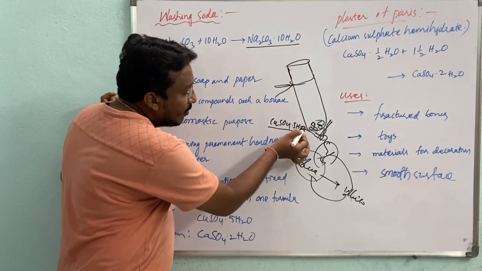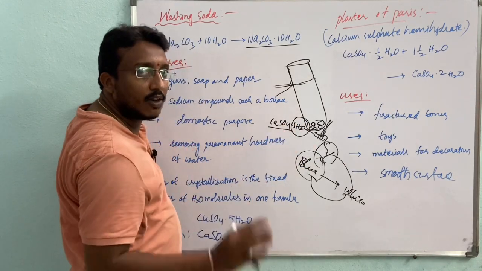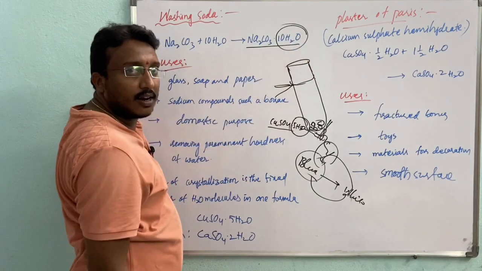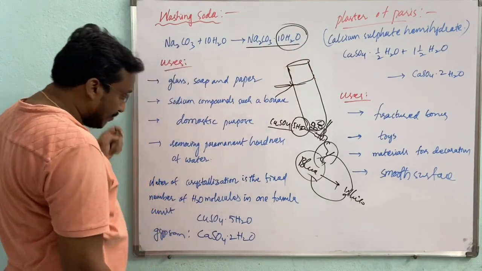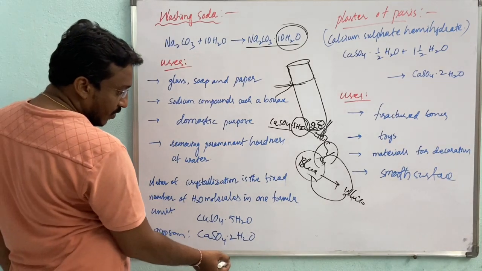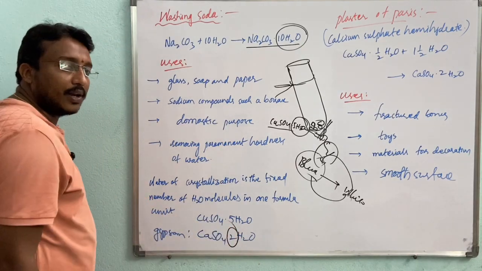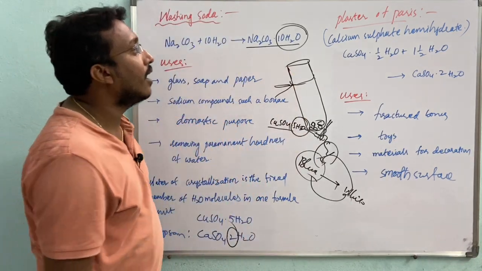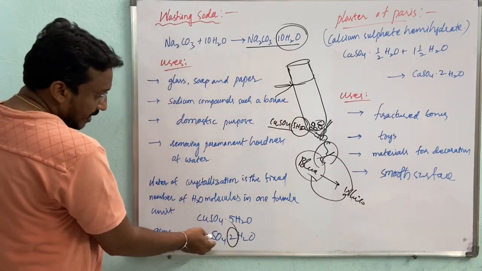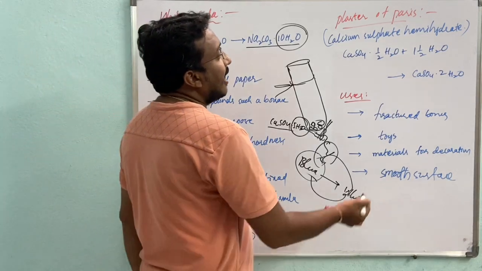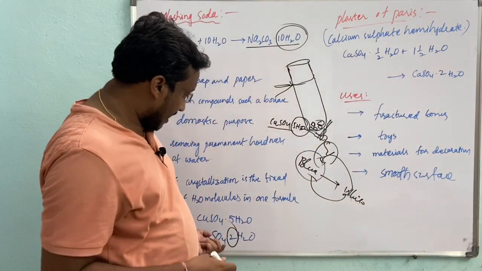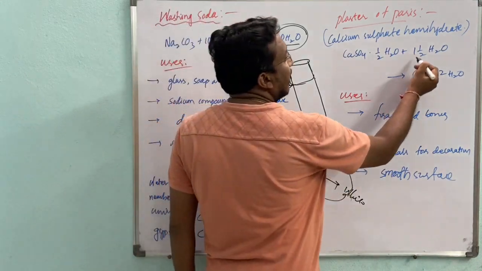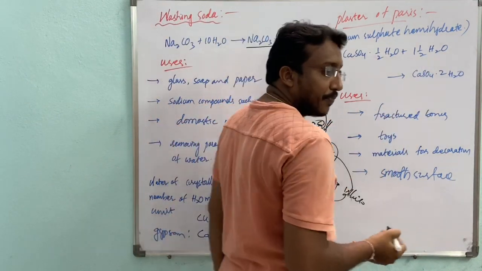Here, how many water molecules does the copper sulfate contain? 5 water molecules. In washing soda, 10 water molecules. Like that, in gypsum, CaSO4, it contains 2 water molecules. Okay, right. Here gypsum, if you heat the gypsum, it loses water molecules. Okay, careful heating.